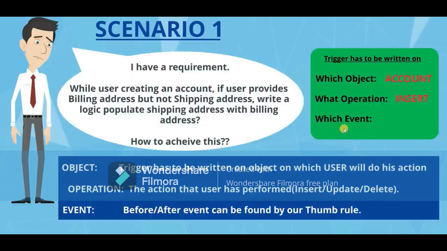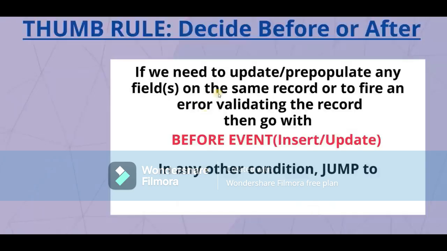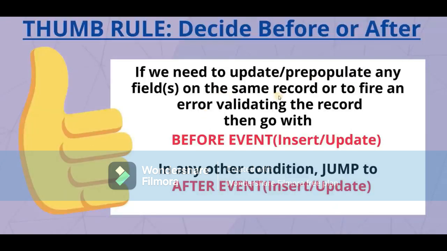Now the thing is which event. Before event or after event. If you remember in the previous flow chart I was explaining, we have before events and after events also, right? So which event do we have to choose, before or after? The event, before or after, can be found by our thumb rule. We have our thumb rule discussed, right? So let us see that thumb rule now. The thumb rule says if we need to update or pre-populate any fields on the same record or to file an error validating the record, then go with before event. In any other case, go for after events.